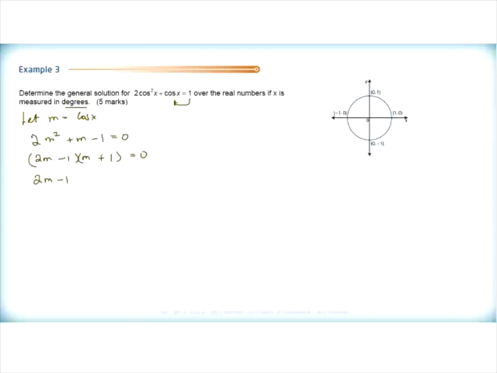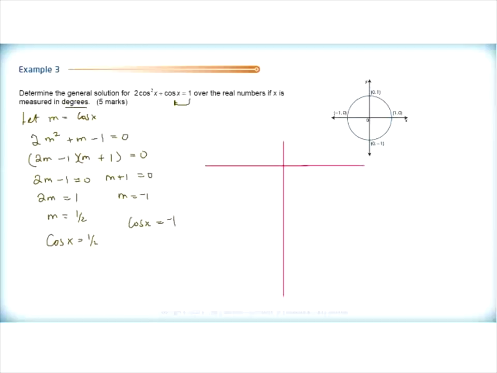So now I simply solve for m using the zero product property. 2m equals 1, m equals 1/2, and m equals negative 1. Now notice this time we're looking for the general solution though. Don't forget, of course, that m is cosine theta. So now we're looking at cosine x equals 1/2 and cosine x equals negative 1. Now where is cosine x equal to 1/2? Let's do both solutions over here somewhere. We will do cosine x equals 1/2 and we will do cosine x equals negative 1.